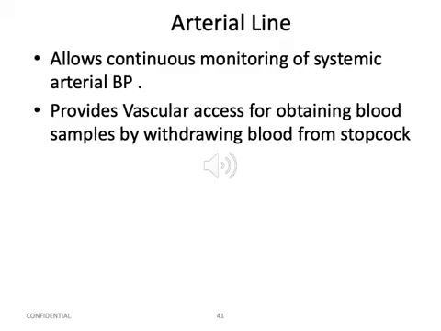Arterial line, or arterial pressure monitoring, is achieved through an intra-arterial catheter connected to the pressure monitoring system. This system allows continuous monitoring of blood pressure, arterial blood pressure, and it also gives us access for obtaining a blood sample by withdrawing blood from the stopcock in the system. Mainly we use the arterial line to withdraw an ABG sample, to record the arterial blood gases reading.